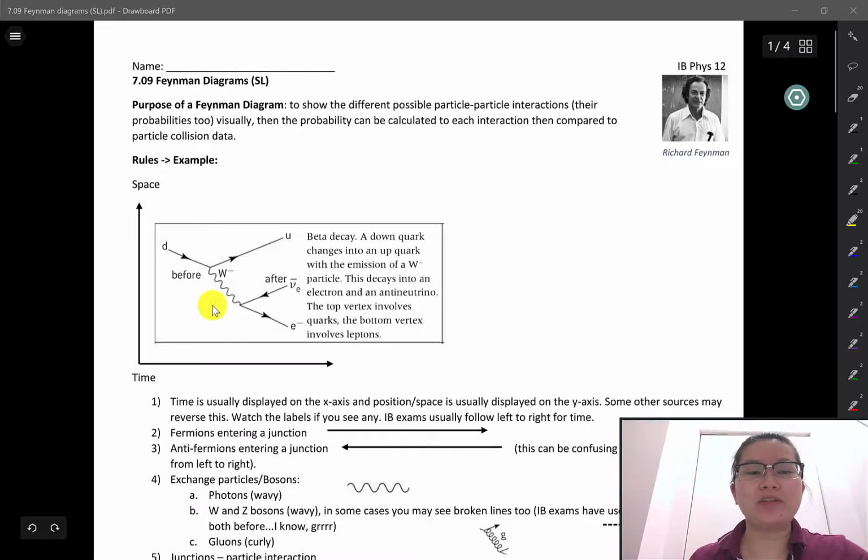In this video, we're going to talk about examples involving Feynman diagrams, a very strong visual representation of a particle-particle interaction, showing their probabilities so that we can figure out the probability of a reaction happening and compare that with the data that we collect. Okay, so let's take a look at some examples.